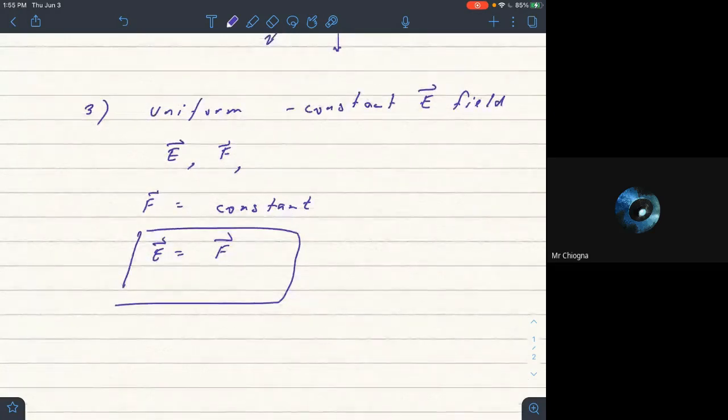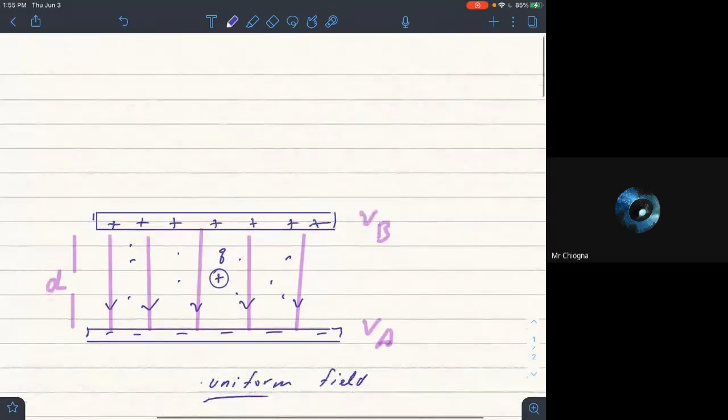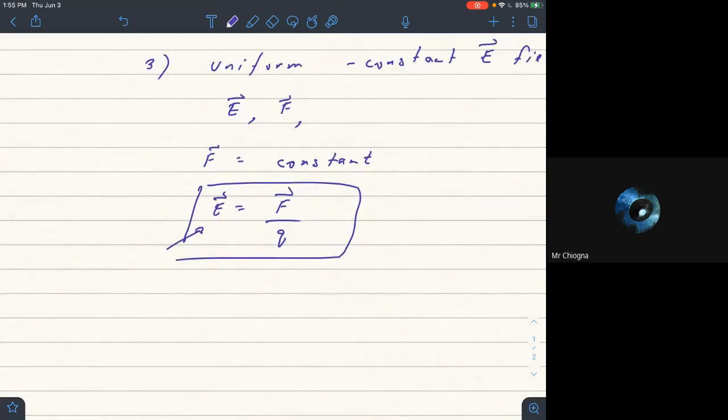It's a definition. Electric field is just force divided by that small charge. See that small charge there? You could find the force divided by that small charge, and that would be equal to your electric field. And the point is this: if this is constant, it's because that's constant. It's the same everywhere.